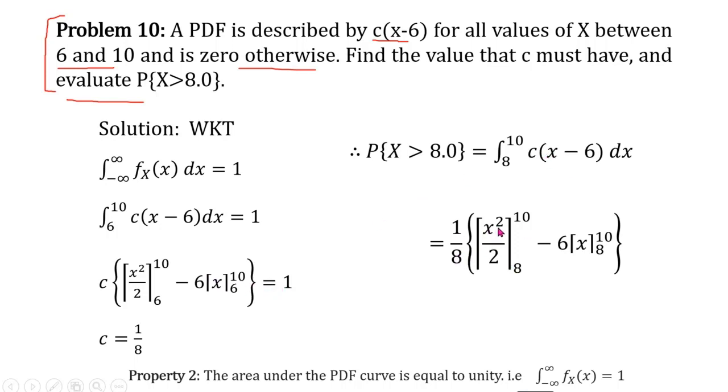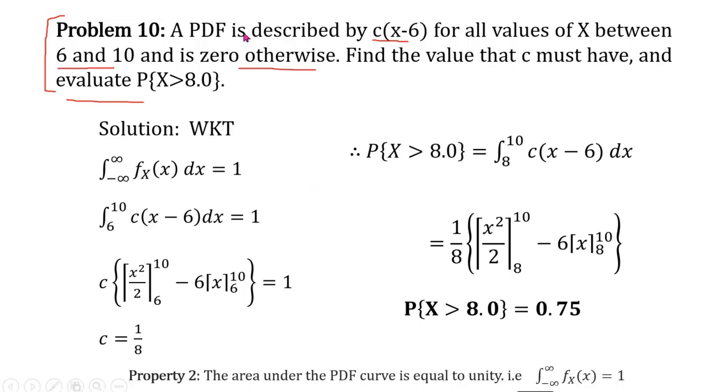Then integration of x is x square by 2 over the limits 8 to 10, minus 6 times the integration of constant, which is x over the limit 8 to 10. Then simplify, and we will get the value as 0.75. Is that okay? The remaining part is a calculator operation, and you have to do it by yourself. I have done it and created the PPT and I am showing you the results. The remaining part is doing the work by hand. That's your contribution. Have you understood it?